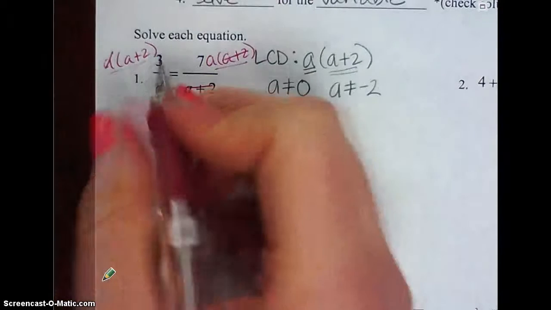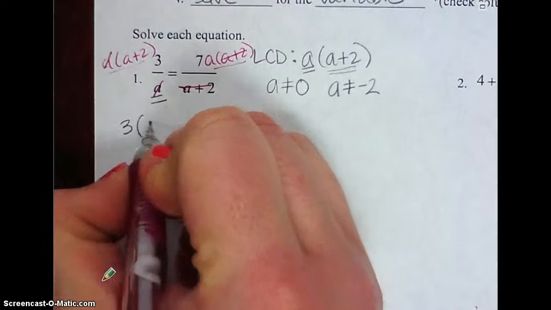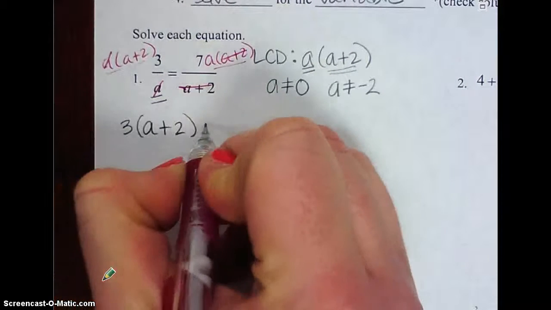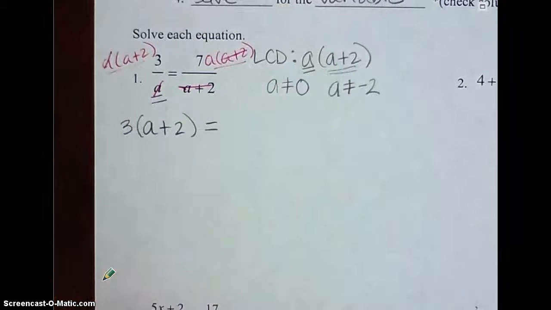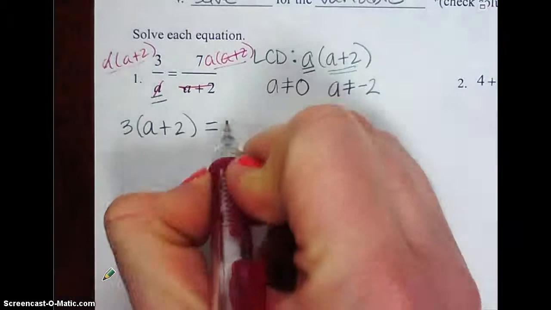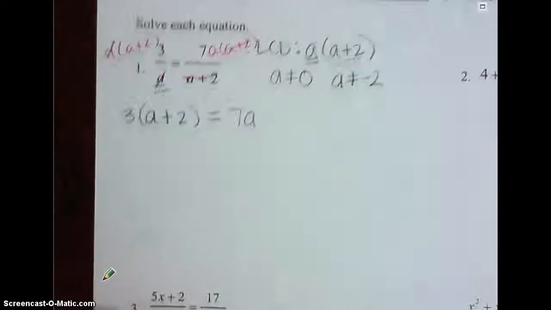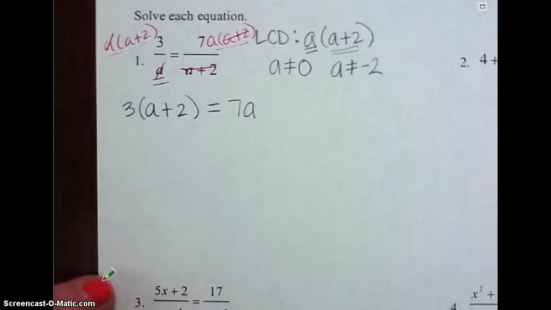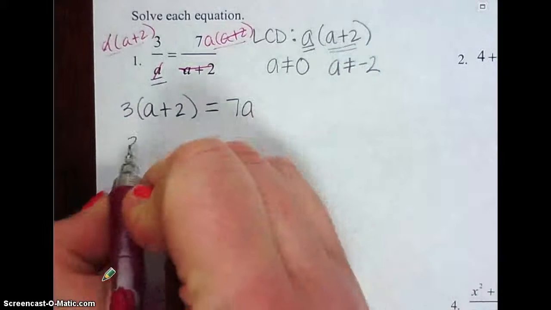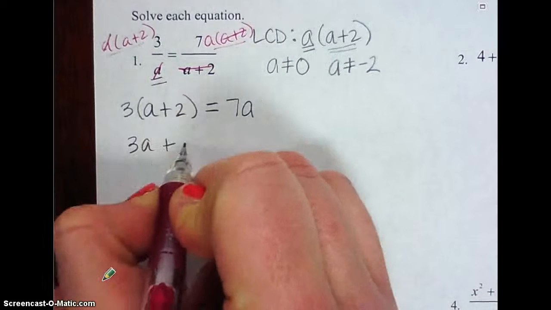So we have on the left 3 times A plus 2 equals, what's on the right? 7A. And now you're just going to solve for A. So we'll distribute the 3. 3A plus 6.